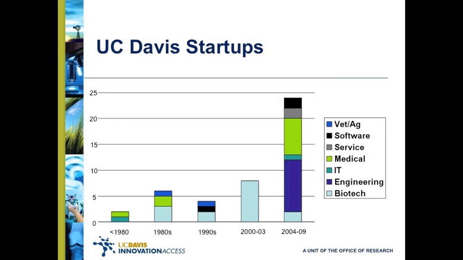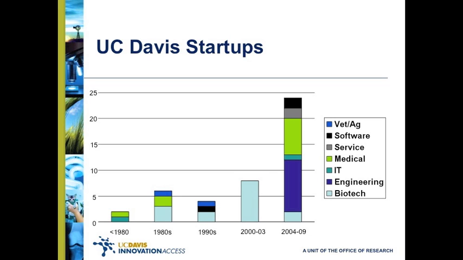UC Davis startups. UC Davis has been very successful, particularly since the development of Innovation Access in 2004, in encouraging new university startup companies. This slide shows the development and the breadth of different types of companies based on technical areas that have been started, particularly since 2004.